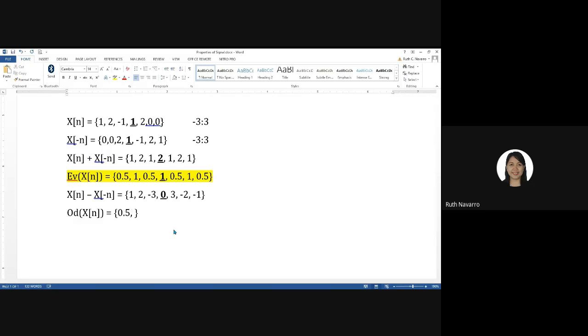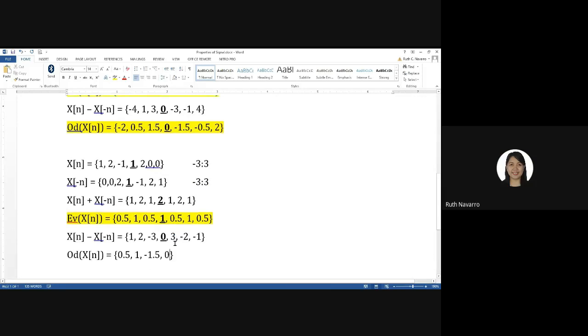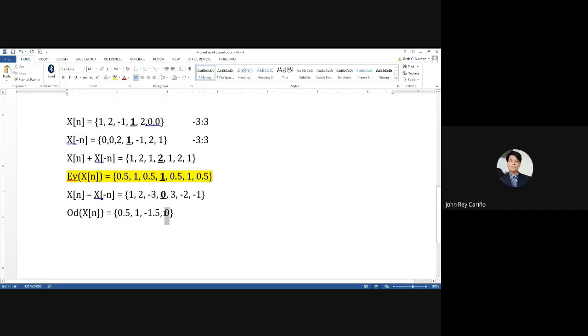Next, 1. Negative 1.5. Next, 0. 1.5. Negative 1. Negative 0.5. This is our odd signal.